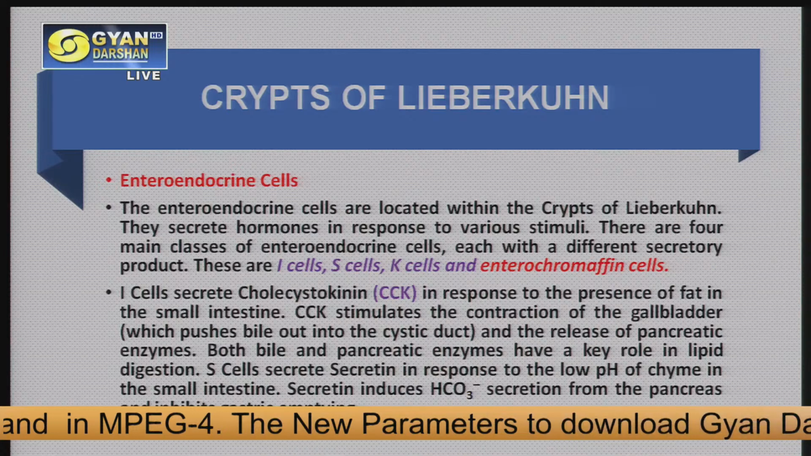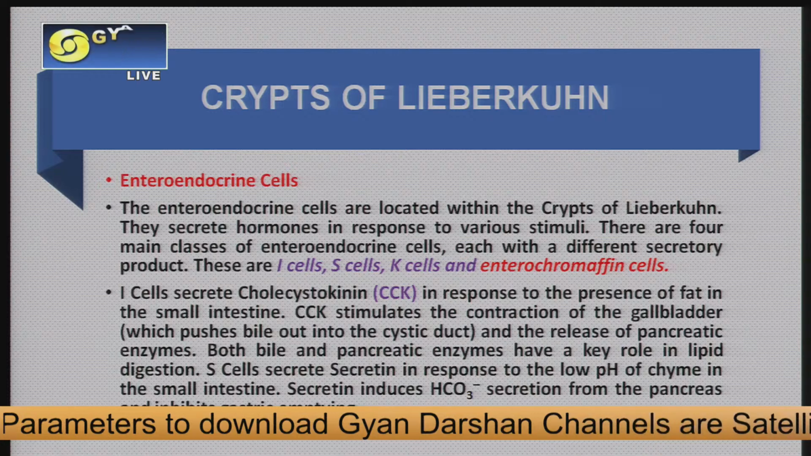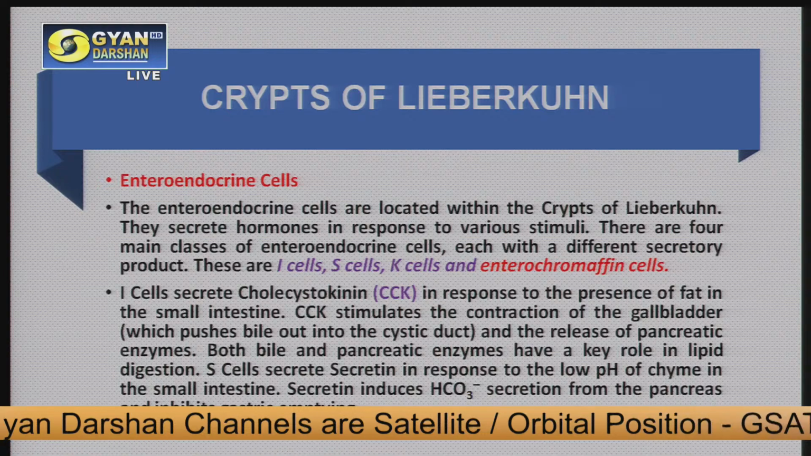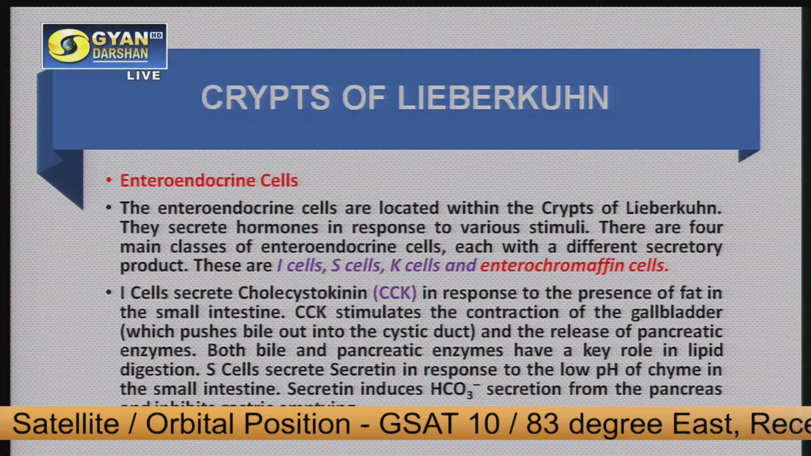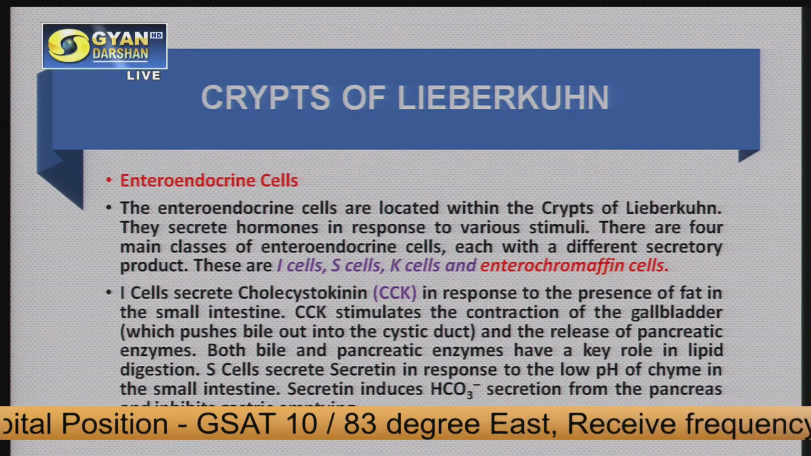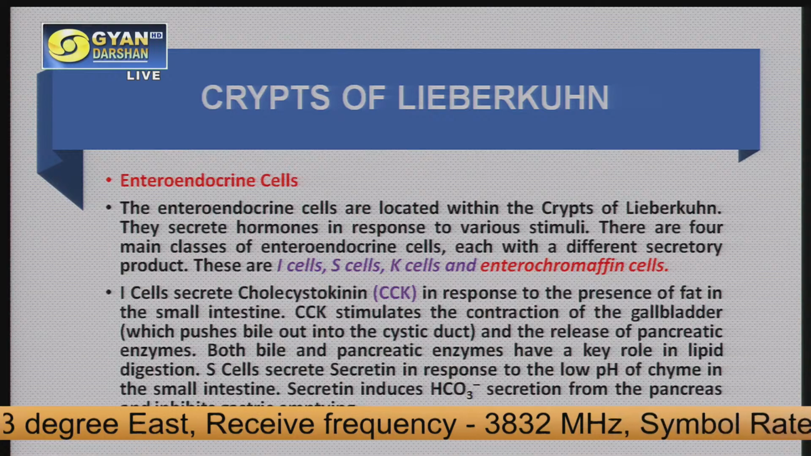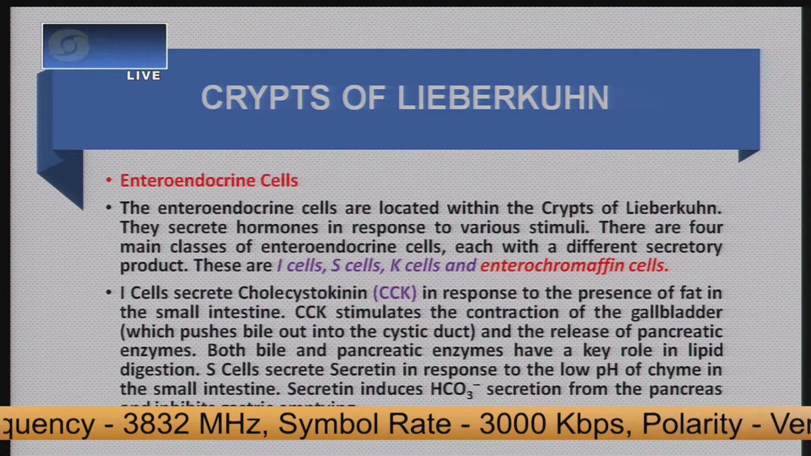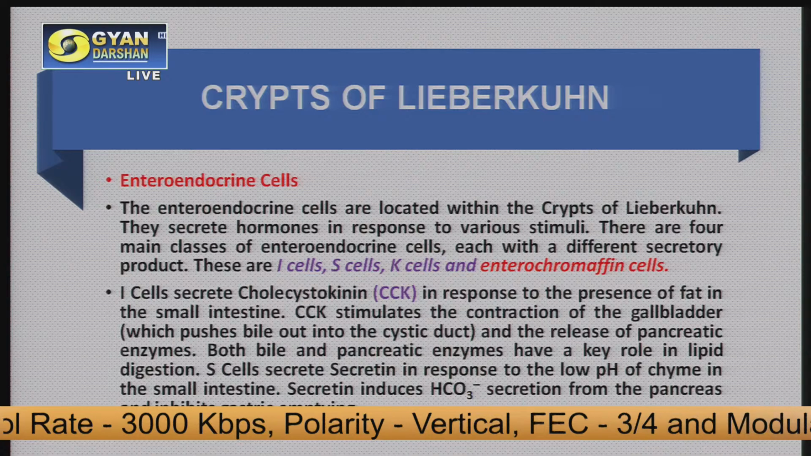In that, the enteroendocrine cells are very important. They are located within the crypts, and they secrete hormones in response to various stimuli. There are 4 main classes of enteroendocrine cells: I cells, S cells, K cells, and enterochromaffin cells. The I cells secrete cholecystokinin, which is very important. This stimulates the contraction of the gallbladder and the release of pancreatic enzymes.